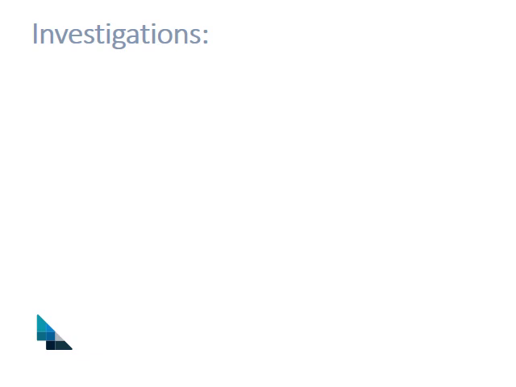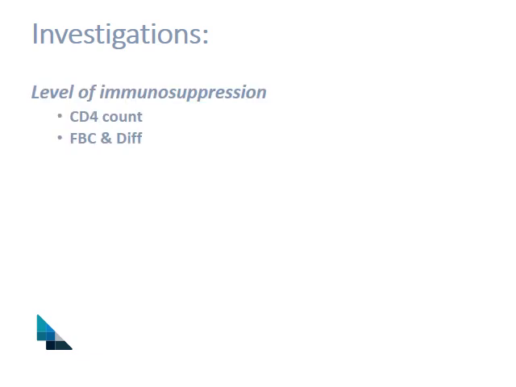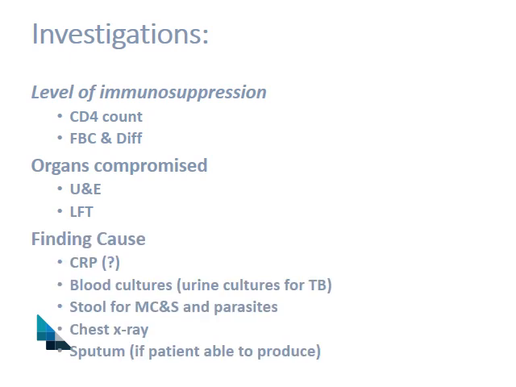So when you're starting to investigate, you need to keep this in mind, and we investigate for different aspects. So firstly, we want to know how immunosuppressed our patient is, because that's going to help for our differential diagnosis. The CD4 count is very useful, and your full blood count and diff is very good in terms of giving you an indication of how sick your patient is. We also want to see if any of the organs have been compromised. It can point to a diagnosis, but more often it also tells us about the level of illness. So our U&E will tell us how much strain the kidneys are under, and our liver function test can give us a clue if there is potentially infiltration of the liver.